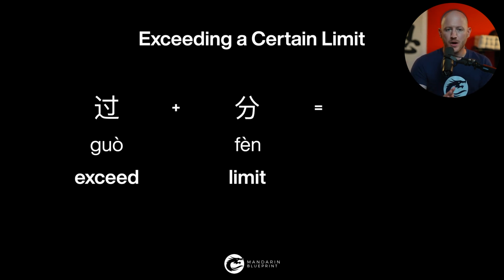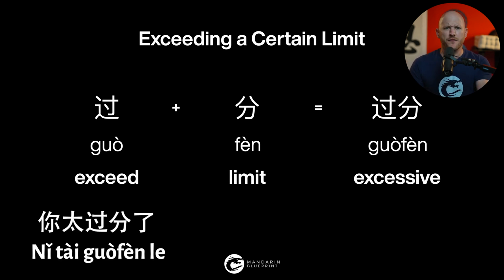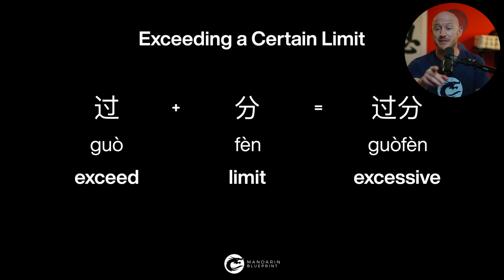And we'll finish with this one, 过分. So 分 means a limit of some kind. So you have exceeded the limit, and it means excessive in the sense of like you've crossed the line, right? So somebody might say directly to you, 你太过分了. And if somebody says that to you, that means you are over the line and they're mad. So be careful if somebody ever says that.